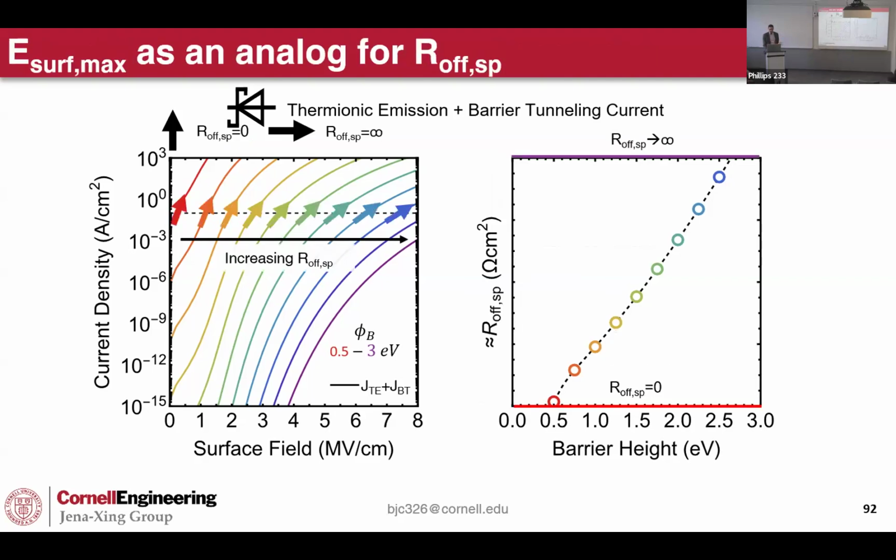If you also want to think about it in terms of specific on resistance, we're effectively looking at going to the right and increasing resistance, where if it's 0, you can't withstand any field at the surface whatsoever. If it's infinity, you can withstand whatever field you want because there's no current.